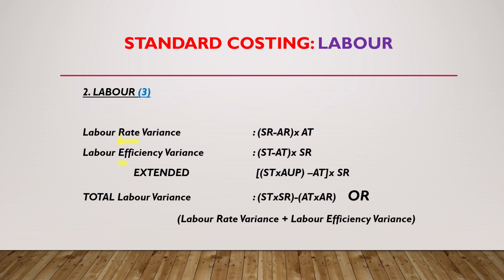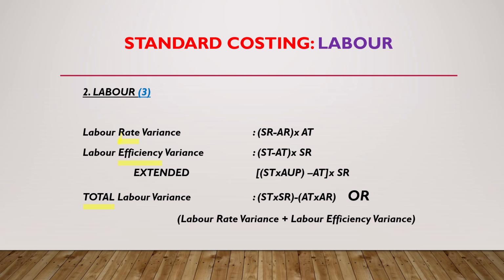Just like in material variance, when you calculate material quantity variance, you extend the formula. Also here you extend the formula. And then the last one would be total labor variance, just like in material, total material variance. So when you calculate labor rate variance, your focus is rate, you compare standard rate and actual rate multiplied by actual time that is worked.